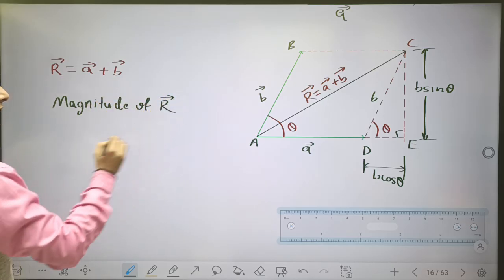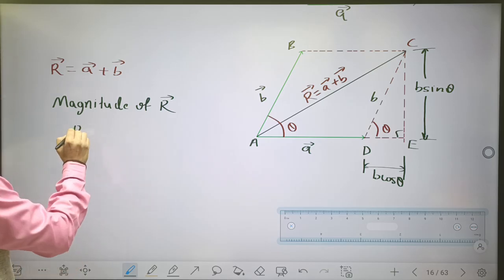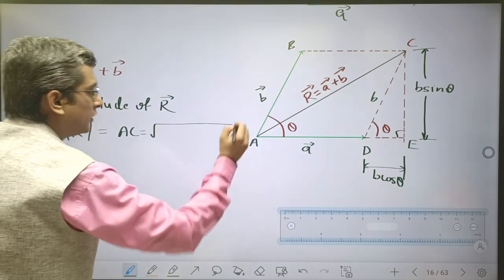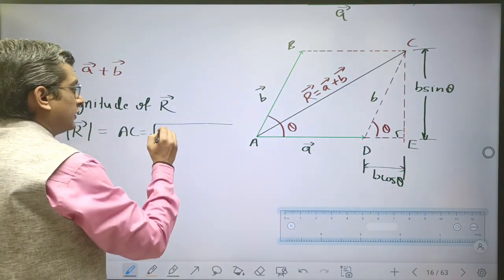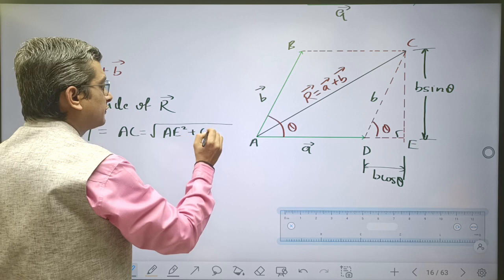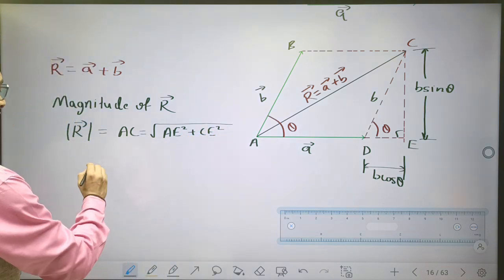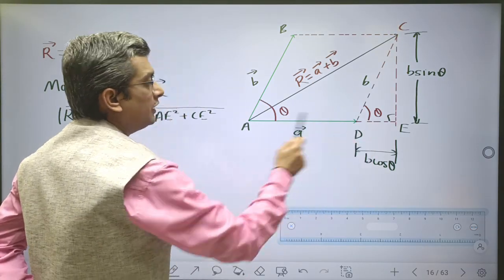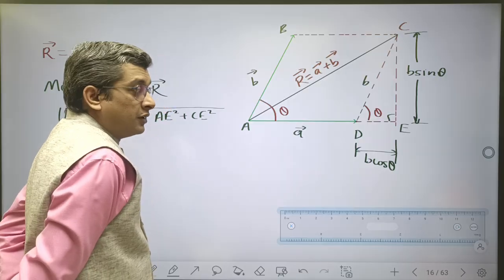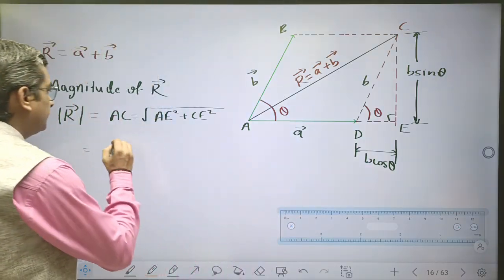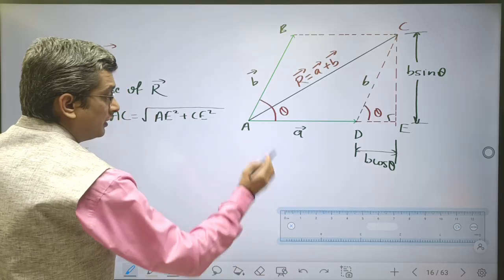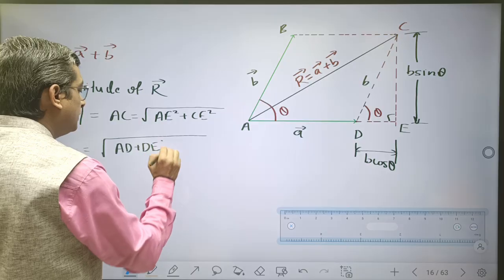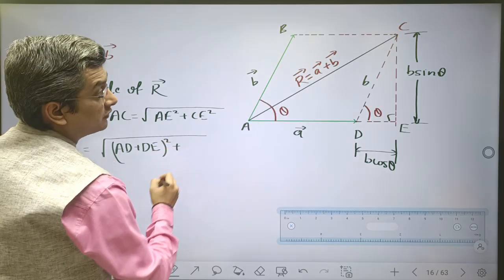So the magnitude of the resultant vector R is nothing but given by AC, and this AC is root over AE square plus CE square. So what is AE? AE is nothing but AD plus DE. What is AD? That is the magnitude of vector A, isn't it? So AE can be written as AD plus DE, whole square, plus CE.